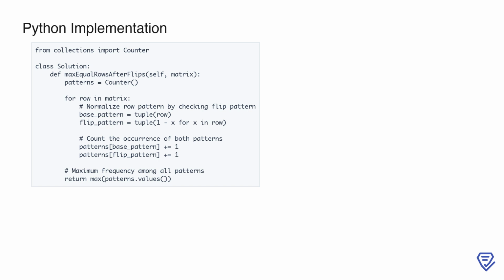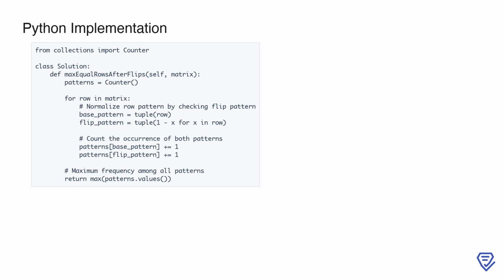4. Steps: for each row in the matrix, calculate both base_pattern and flip_pattern. Increment the frequency of both patterns in the counter. Finally, return the highest frequency recorded in the counter, which represents the maximum number of rows that can be made identical. 5. Complexity. Time complexity, O(m*n), where m is the number of rows and n is the number of columns. This is due to iterating through all rows and computing the patterns. Space complexity, O(m*n), in the worst case for storing all unique patterns.